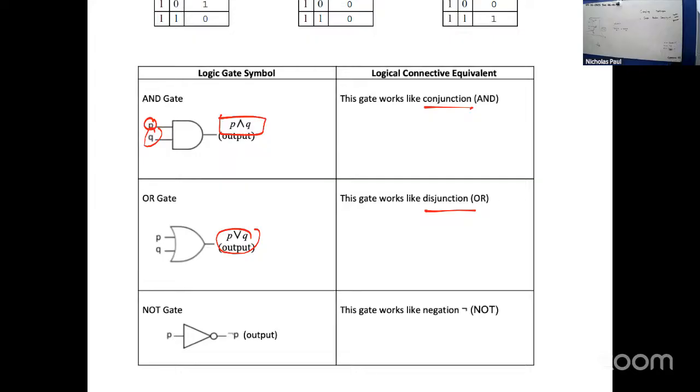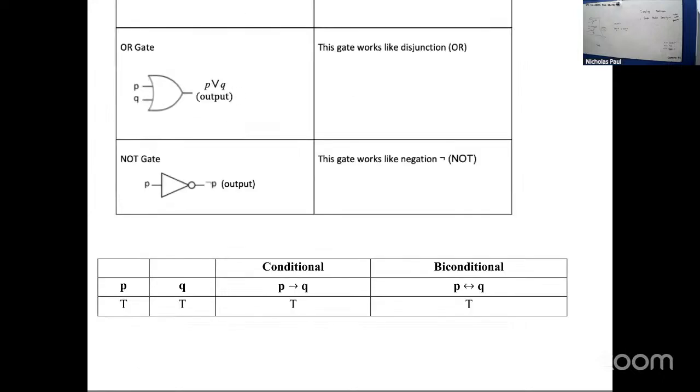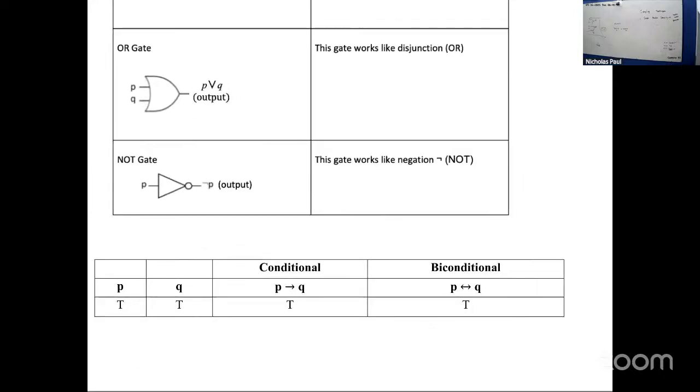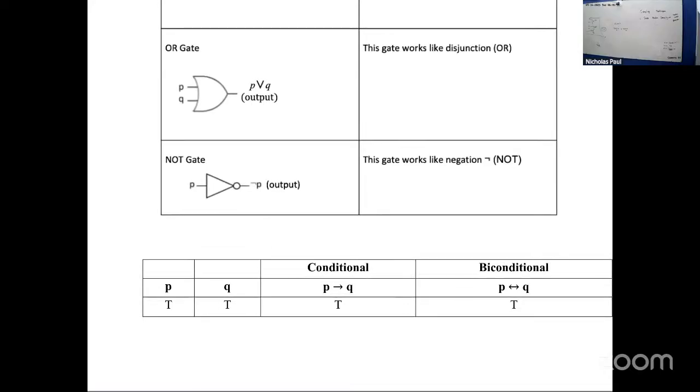Then we should know about the NOT gate. The NOT gate always gives the reverse. We call it negation. The NOT gate always negates what you have, so if you had a P initially, you just negate P. So we have to learn to represent them using Boolean algebra and how to represent them using circles.